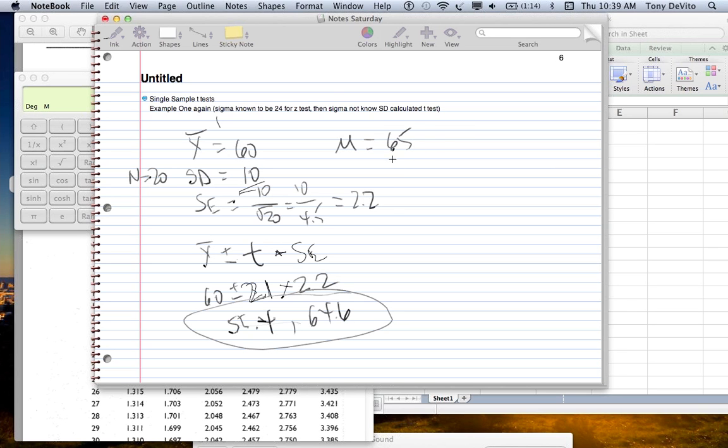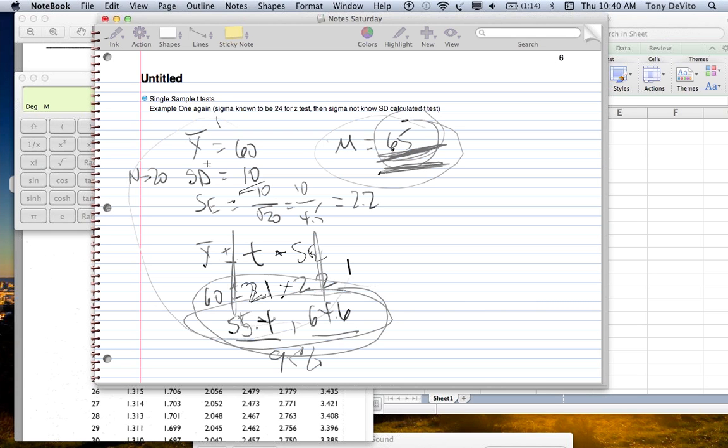Well, I know that the population mean for that other group is 65. So I know that the true population mean that my experimental group came from is between 55.4 and 64.6. So I am 95% certain that this mean is going to be different than this population mean. So I can reject my null hypothesis that the mean for group A and the mean for group B are the same. I'm sorry I didn't start with a null and alternative hypothesis.